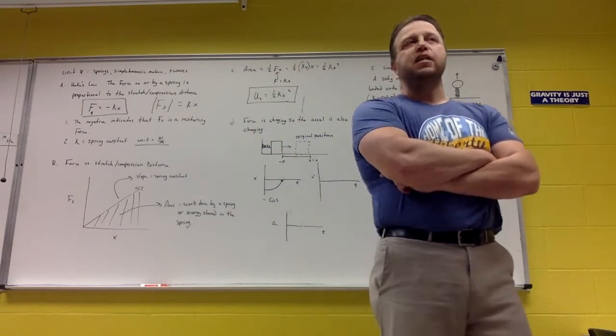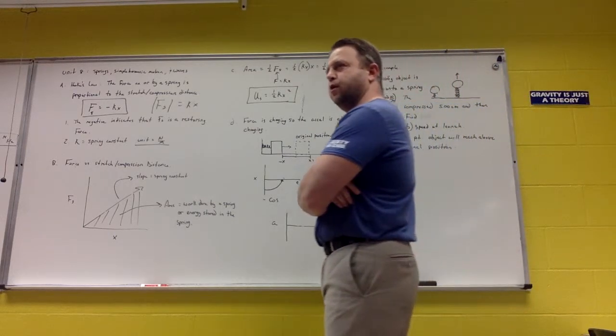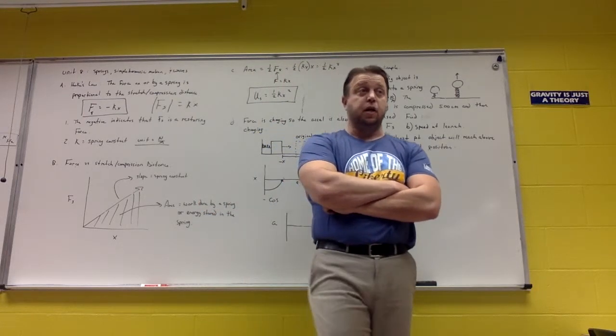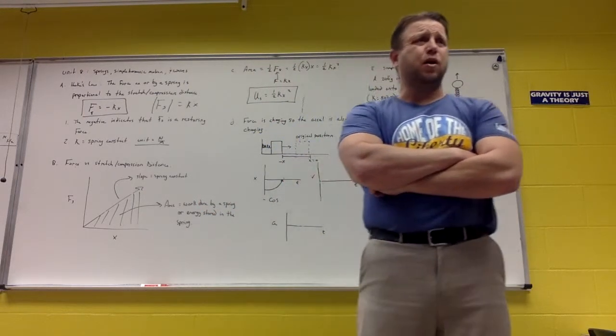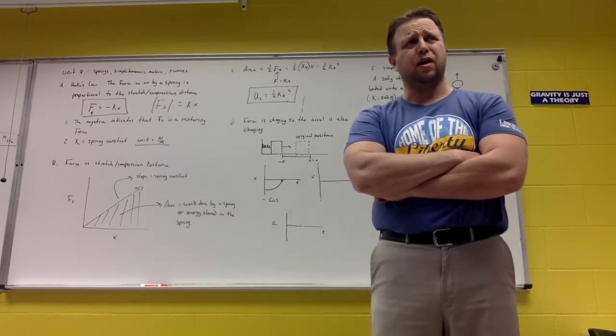This is for an ideal spring. Okay, so when I say an ideal spring, we know that it's going to obey Hooke's Law. A non-ideal spring can still be elastic. And when I talk about a non-ideal spring, a rubber band would be an example of a non-ideal spring.